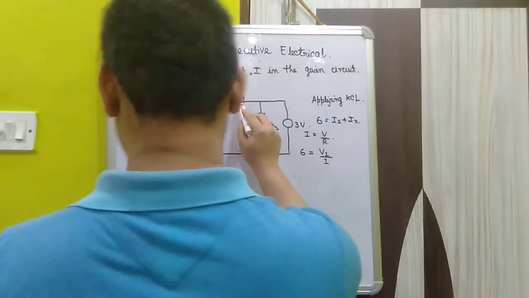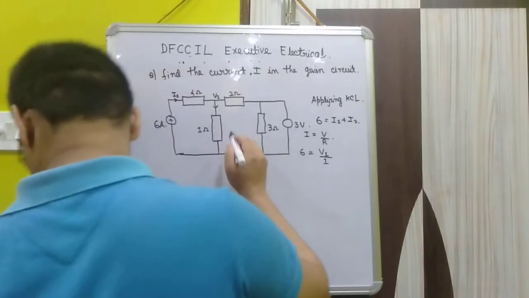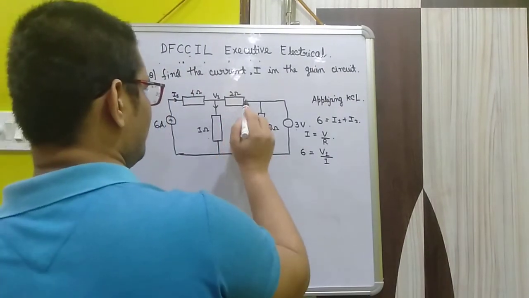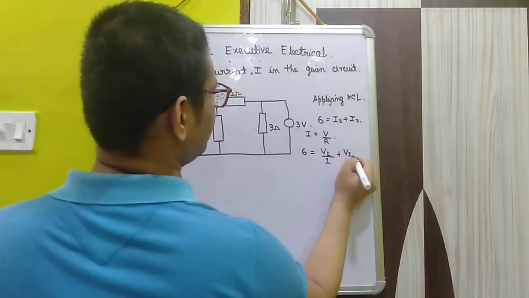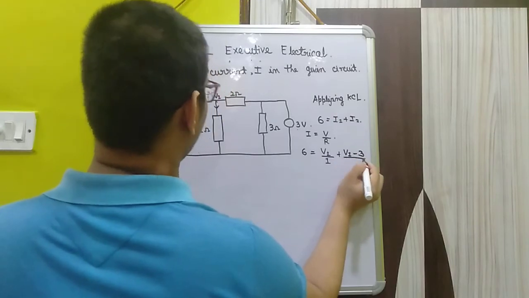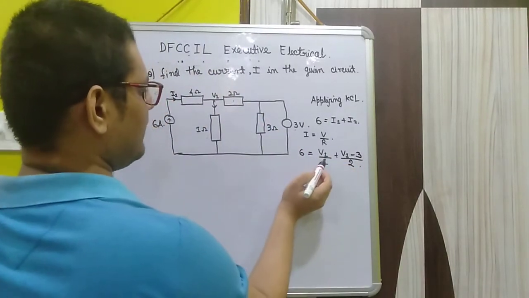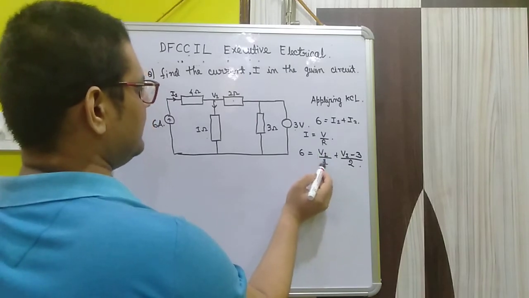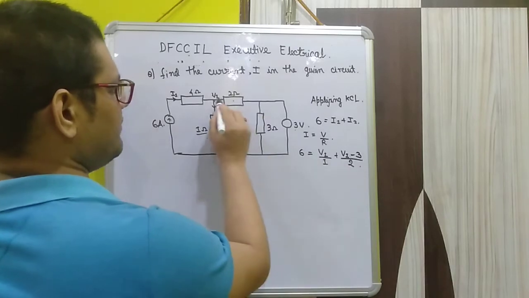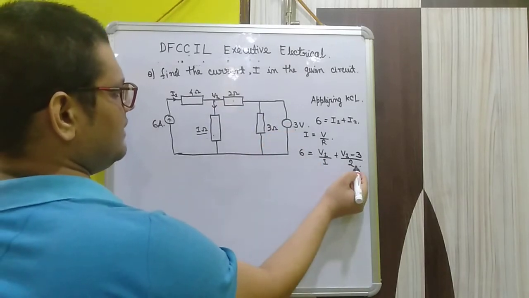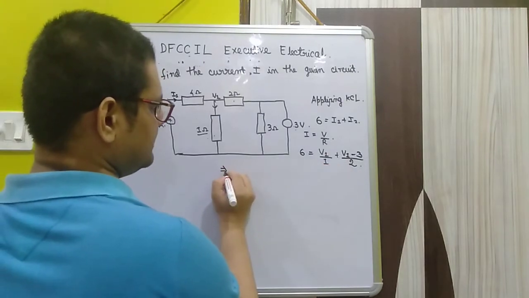This is the 2 ohm resistance over here, so it will be V1 minus 3 divided by 2 ohm. I hope you have understood how I have calculated this. This is V1 by resistance, this is 1 ohm, and this is V1 minus 3 divided by 2, this 2 ohm resistance. Now we solve this whole value.